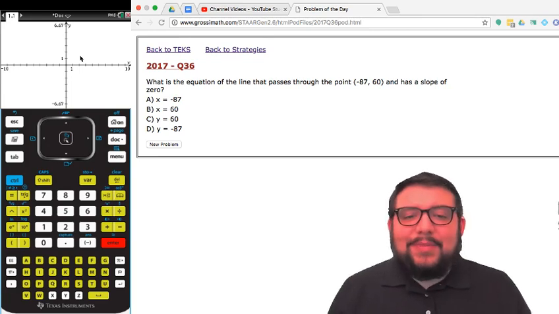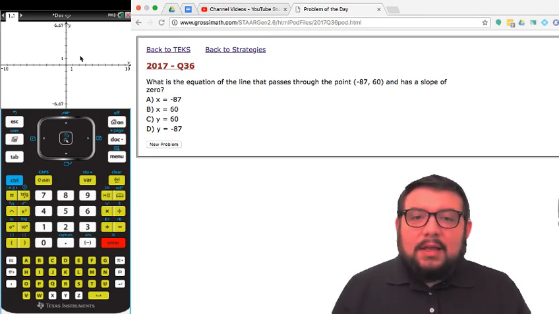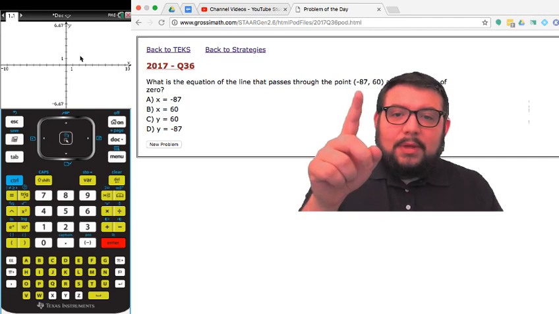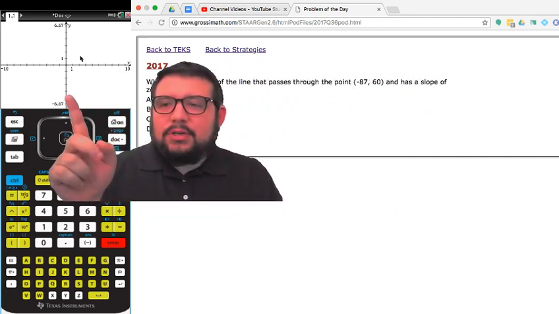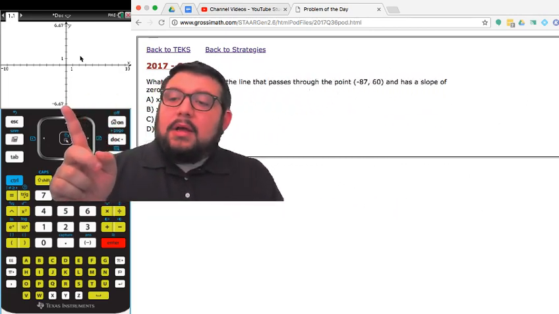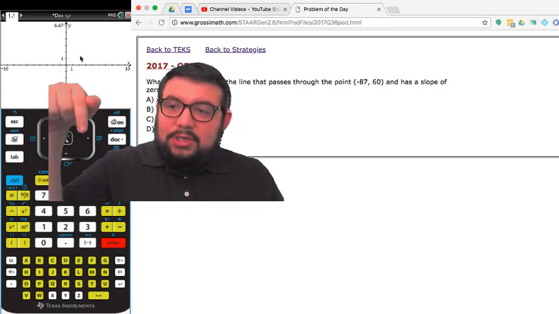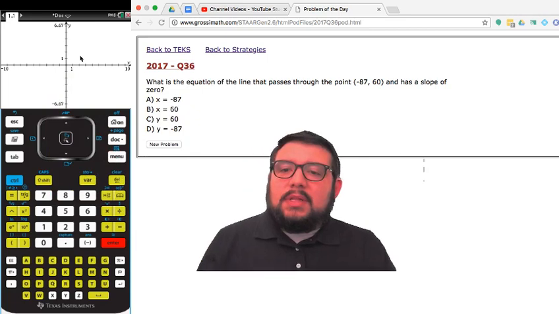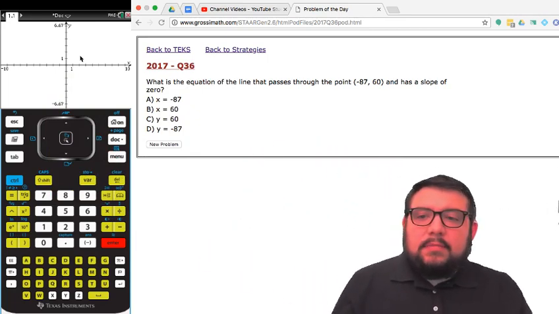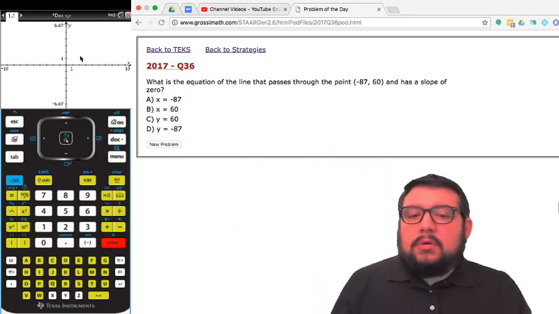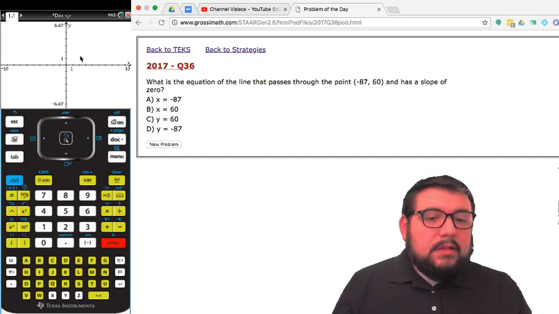No, that's not true. Actually, what happened is negative 87 is a really big number. Or a really small number, actually. And right here, I can only see up to the number 7. So the line exists, it's just way, way down there. It's just something that I've got to find. So an easy way to do that is to make the calculator find it for you.